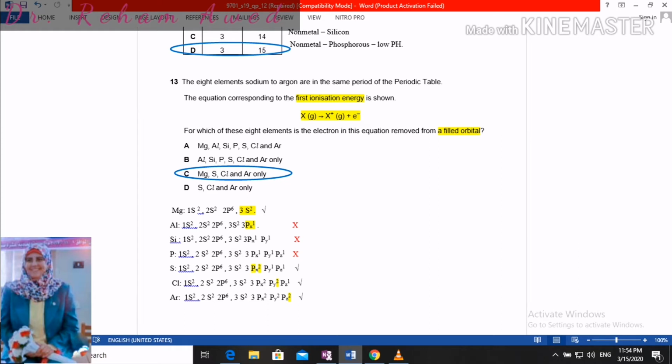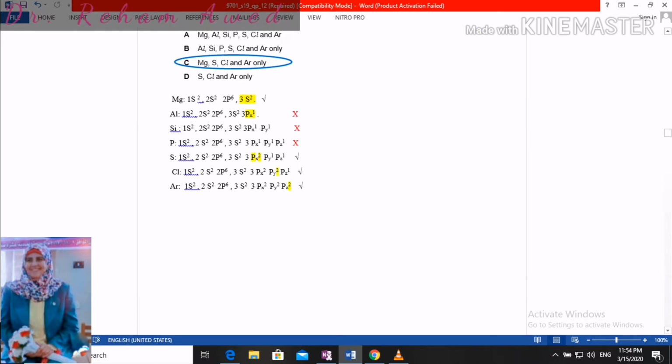So our correct choice will be magnesium, sulfur, chlorine, and argon. Because in magnesium we will lose one electron from a completely filled s orbital. In sulfur we will remove one electron from a completely filled px orbital. In the case of chlorine, we will remove one electron from a completely filled py orbital. And at last, in argon, we will remove one electron from a completely filled pz orbital.